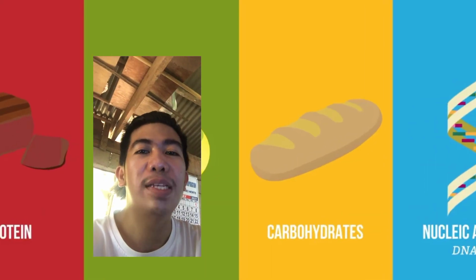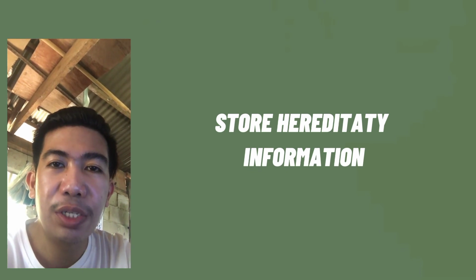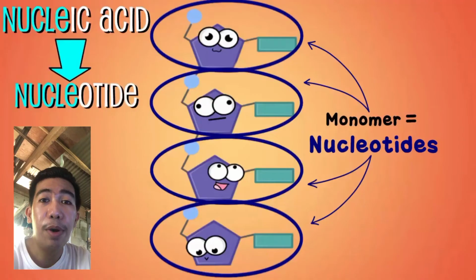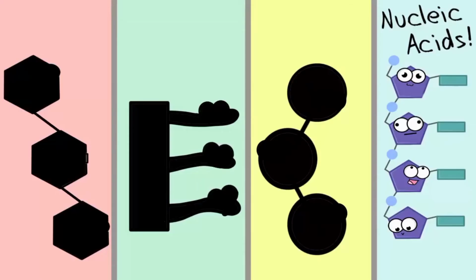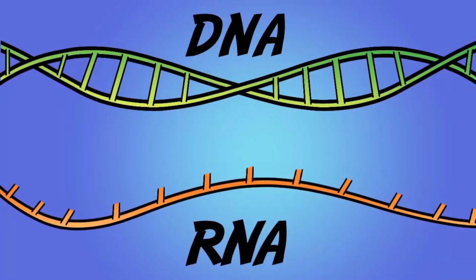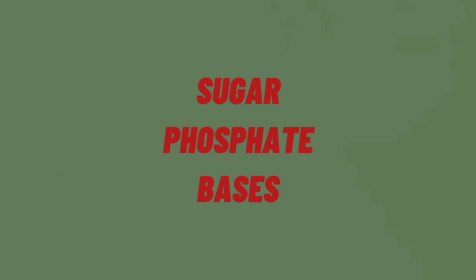And lastly, we have the nucleic acid. Nucleic acid stores hereditary information and contains information for making all of the body's proteins. The monomer of nucleic acid is the nucleotide. Nucleic acids include DNA and RNA, the most important molecules in cell biology, responsible for the storage and reading of genetic information. They are both linear polymers that consist of sugar, phosphate, and bases.